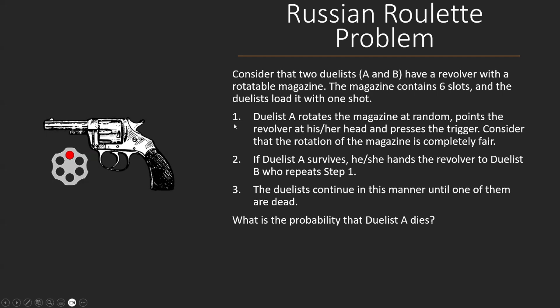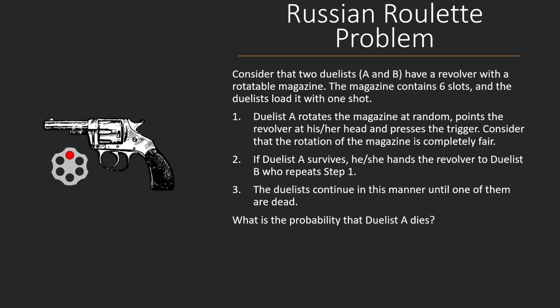First, duelist A rotates the magazine at random, points the revolver at his or her head, and presses the trigger. You can consider here that the rotation of the magazine is completely fair. In other words, there should be a 1 in 6 chance that duelist A dies on the spot. However, if duelist A survives, he or she then hands the revolver to duelist B, who repeats the first step. And then the duelists continue in this fashion over and over until one of them is dead.